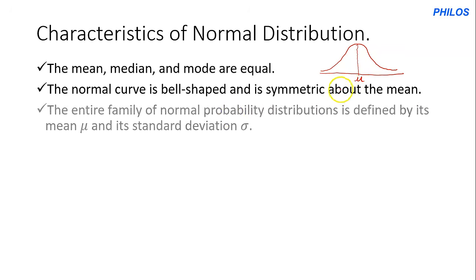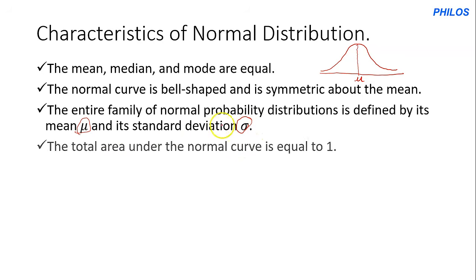And also, the entire family of the normal probability distribution is defined by its mean, which we use mu to represent, and its standard deviation, represented by the small letter sigma. And also the total area under the curve is equal to 1. It means that the entire area under the curve is equal to 1.